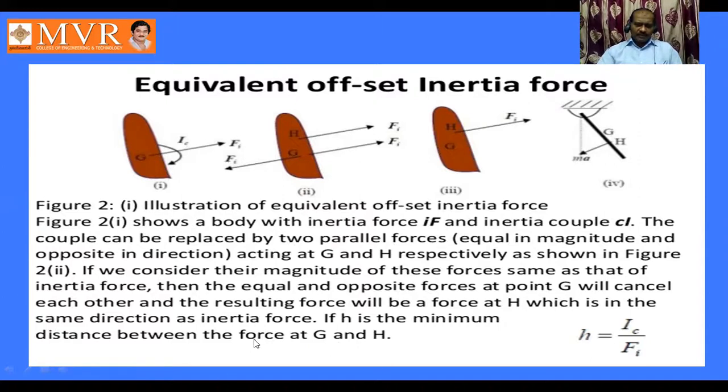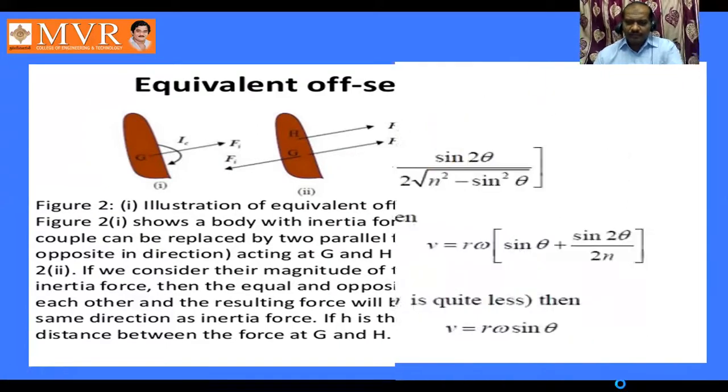What is that one? This h is the minimum distance between the force at G and H. This is the capital G and this is the capital H value. So these are the steps 1, 2, 3, and this is how it is going to differ. That means when it is going to swing, G is the position of this one. Next, h is equal to IC by Fa.